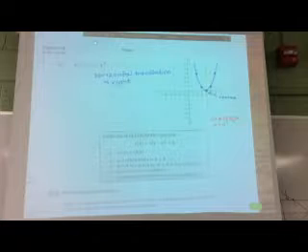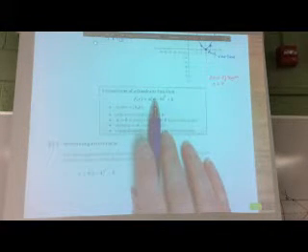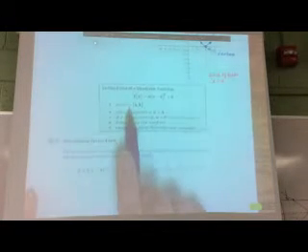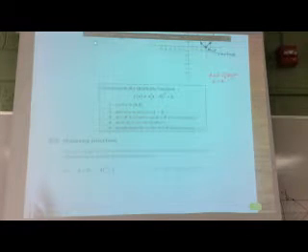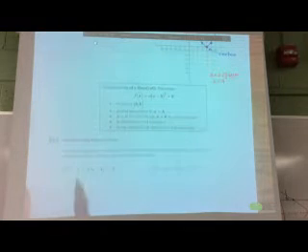Okay? Now, all the different translations that we have just learned about go into the vertex form of a quadratic function. Here is that vertex form. It is a times the quantity x minus h, the squared is outside of the parentheses, and then plus k. The vertex is (h, k). And this is the same as it was with the absolute value functions. The axis of symmetry is the equation x equals h.